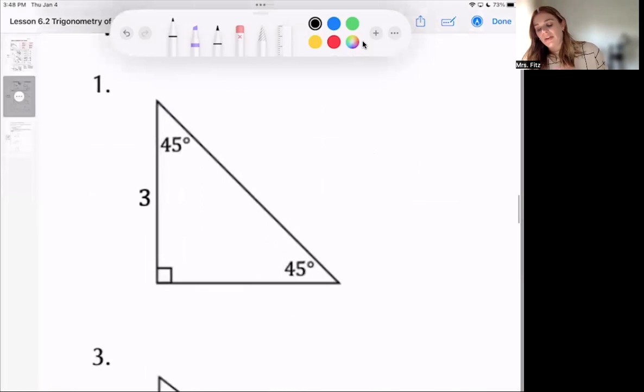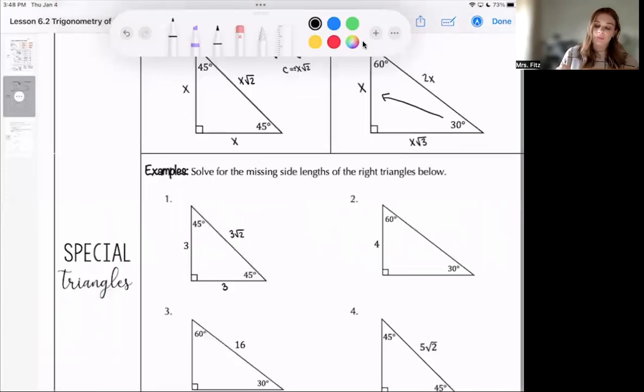Number 1, we have a 45, 45, 90. We're given one of the legs is 3, which means the other leg also has to be 3. Now, if you remember that rule, you know you don't need to use Pythagorean theorem. We know that to get the third side, we take the leg and multiply it by √2. So 3 √2 is your hypotenuse, and you're done. Super easy if you know that rule.